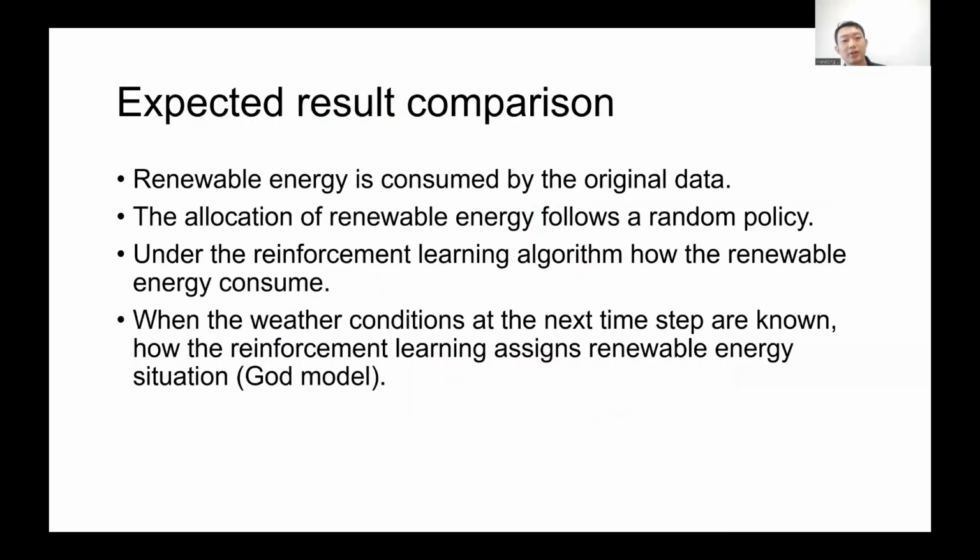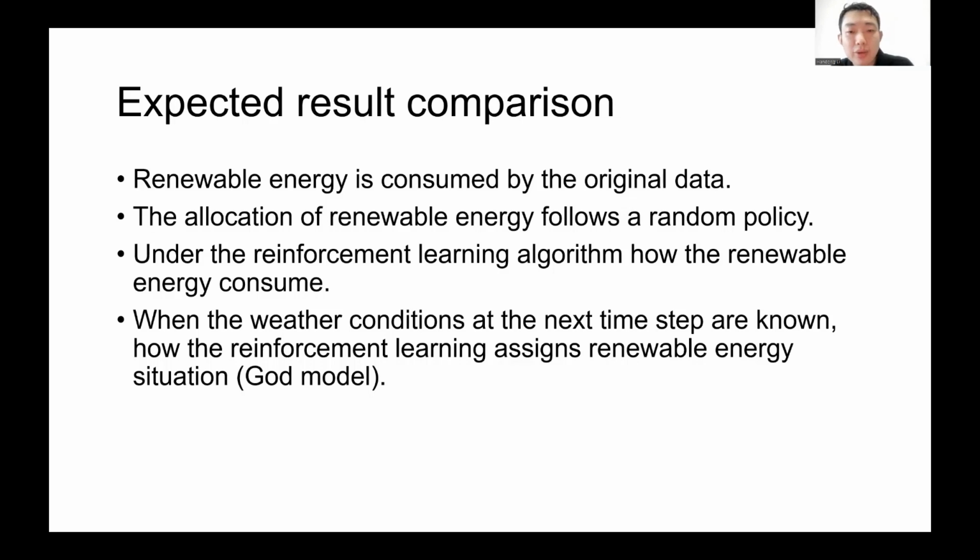So the expected results comparison is like this. The renewable energy is consumed by the original data. So we need to learn from the original data, for example, the weather data, and also the EV charging data from some depots or charging stations. Also, the allocation of the renewable energy follows a random policy. So we need to design the random policy. Like for example, if we have 10 time slots, we need to randomly select one slot out of this 10.